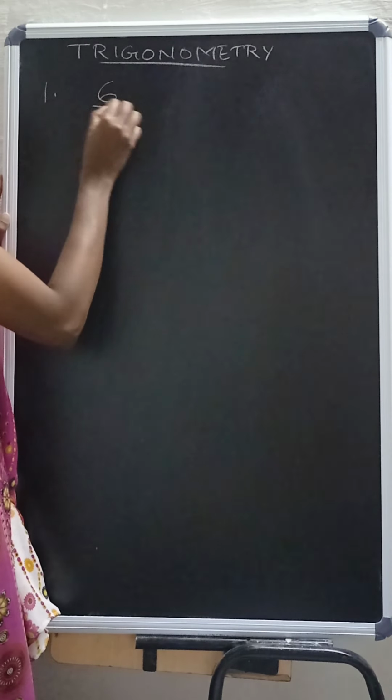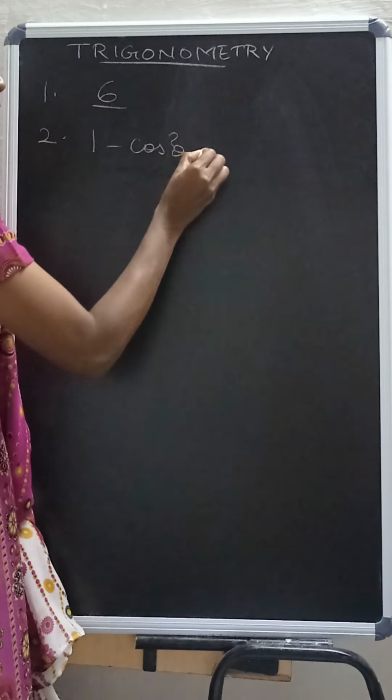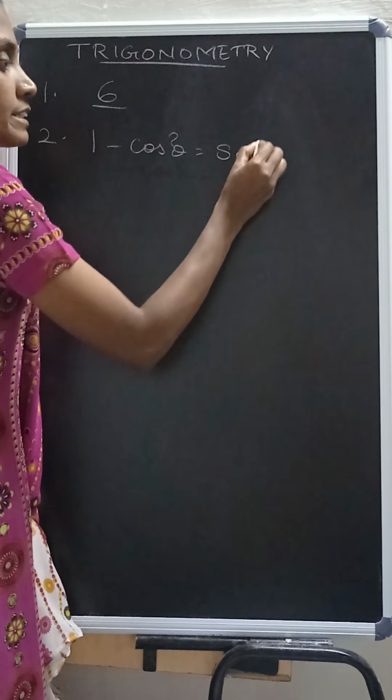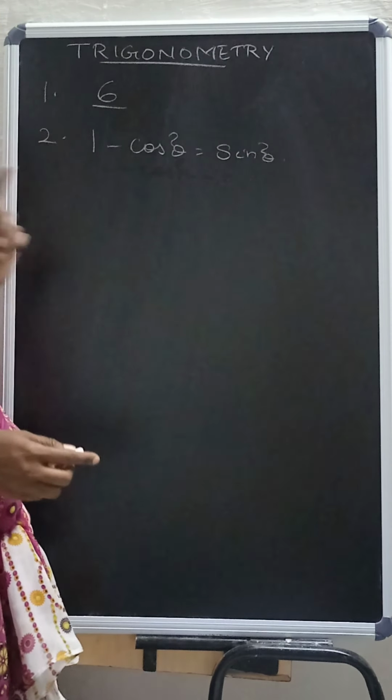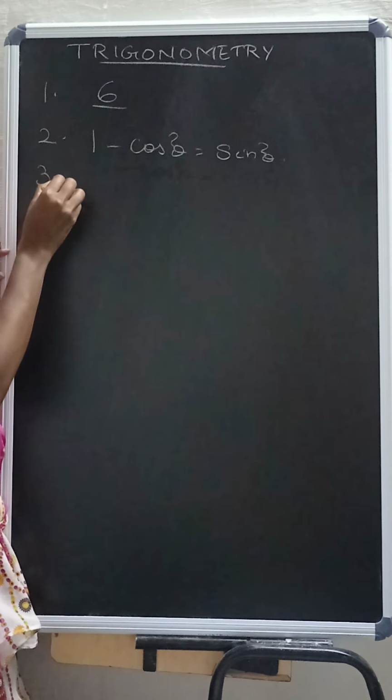First one, the number of trigonometric ratios is, there are 6 trigonometric ratios: sin theta, cos theta, tan theta, cot theta, secant theta and cosecant theta. Next, second one. 1 minus cos square theta is equal to sin square theta. You have the identity sin square theta plus cos square theta is equal to 1.